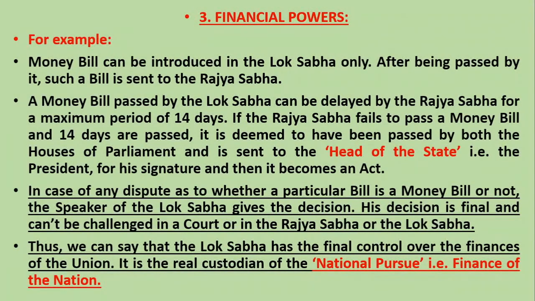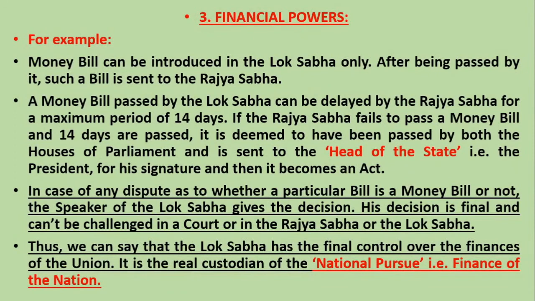Now again I will start with an example. A money bill can be introduced in Lok Sabha only. This I told you earlier also. After being passed by it, such a bill is sent to the Rajya Sabha. A money bill passed by the Lok Sabha can be delayed by the Rajya Sabha for a maximum period of 14 days. If the Rajya Sabha fails to pass a money bill and 14 days are passed, it is deemed to have been passed by both the houses of Parliament and is sent to the head of the state, that is, the President, for his signature, and then it becomes an act.